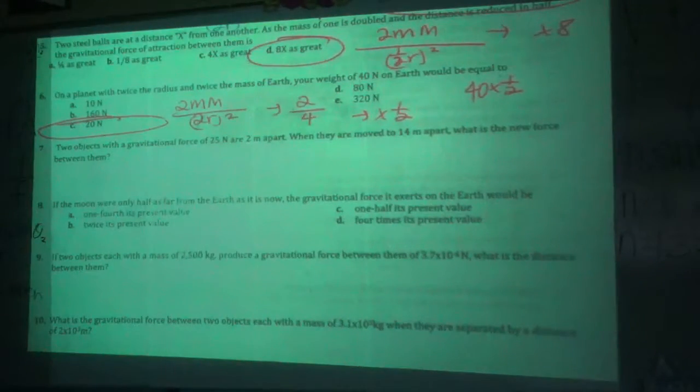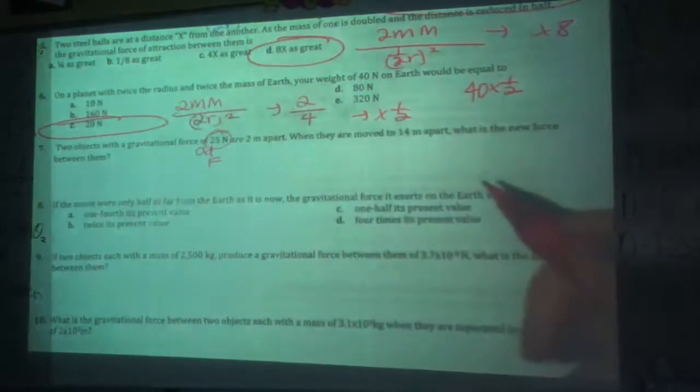2 objects with a gravitational force of 25 newtons are 2 meters apart. When they are moved to 14 meters apart, what is the new force? So this is a what would happen question. This is my old force, and I want to know my new force. So we look, what is it that's changing? Well, your distance, or your r, is going from 2 to 14, which means I'm 7 times the radius.